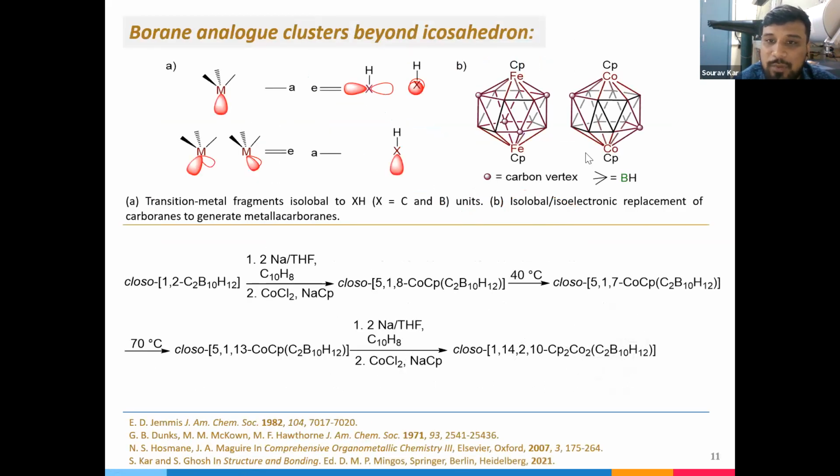Whereas metal has more diffuse orbitals, and if the metal fragment is isolobal or isoelectronic with the BH fragment, this metal can be located in these higher degree vertices. And indeed, Hawthorne et al. have isolated 13 and 14 vertex metallocarboranes utilizing this proposal, where they reduced the icosahedral carborane followed by capitation with a cobalt Cp fragment. So they have isolated 13 vertex as well as 14 vertex metallocarboranes.